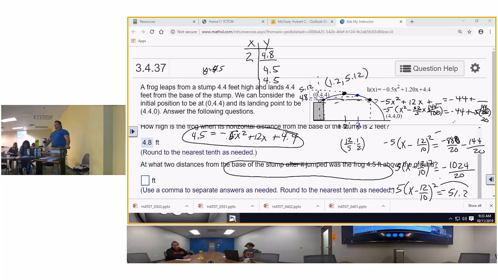Is that a question for by hand? No, it's for the calculator. As you can see, 3.4 leads us into 4.1 and 4.2, which is done where? On the calculator. So that's those two questions.